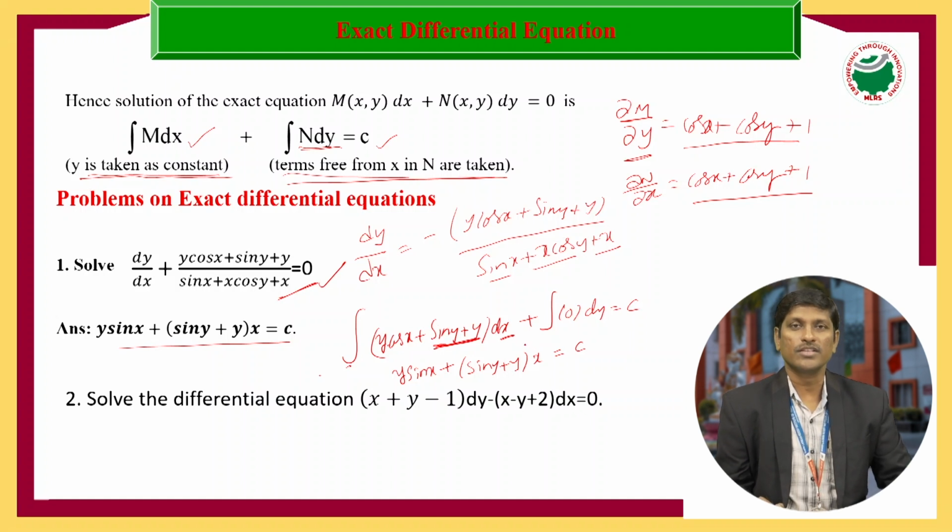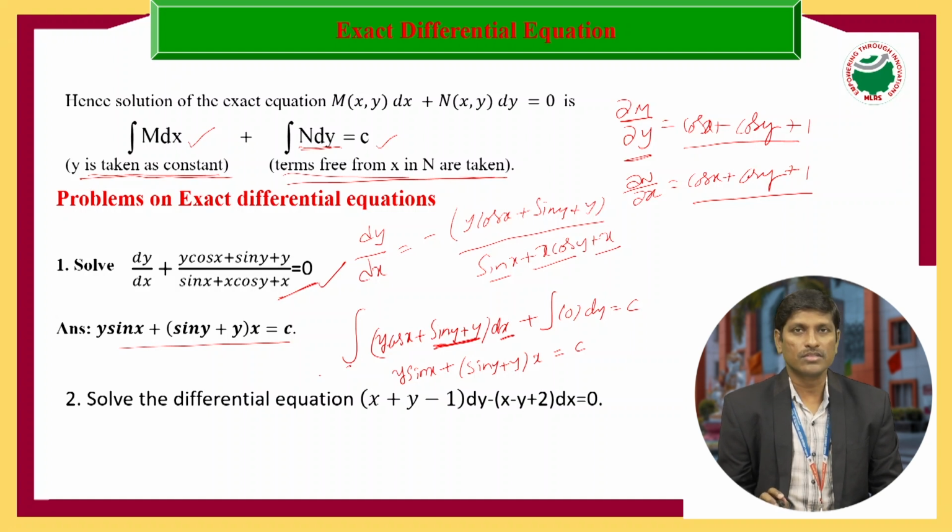There are only a few things here. The first thing is that you need to convert the given differential equation into the form m dx plus n dy equal to 0. After that you need to identify m and n. Next, apply the partial derivatives of m with respect to y and n with respect to x. If both are equal, then we say that it is exact. After that, we need to find the solution for that exact differential equation. How do we find the solution? Integral m dx plus integral n dy equal to c, where y is treated as constant and the terms taken from n are those free from x. So this is equal to constant c.